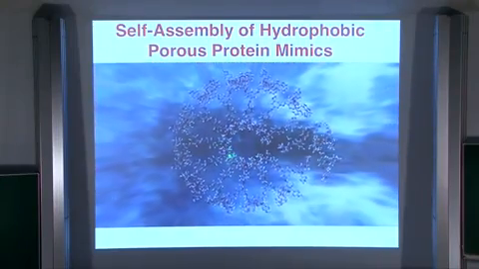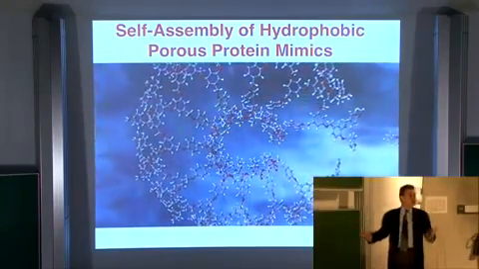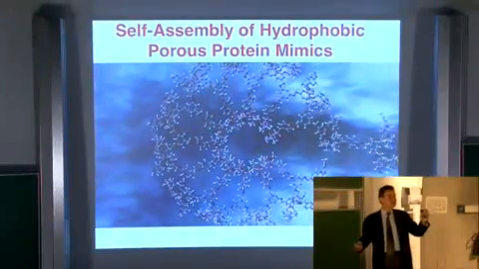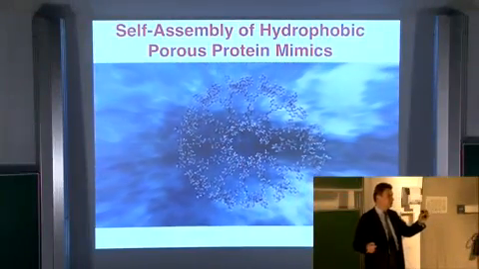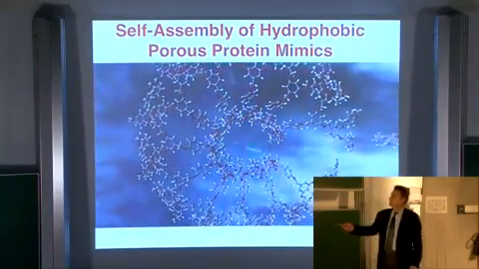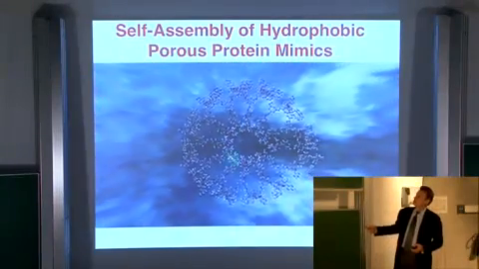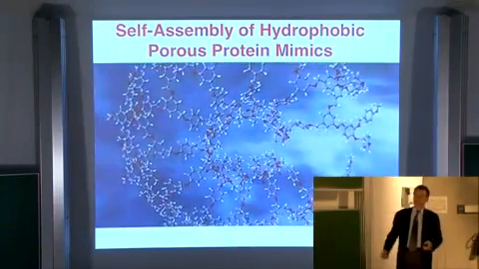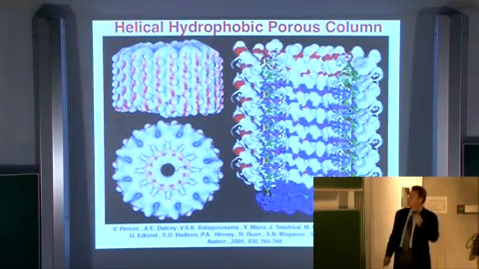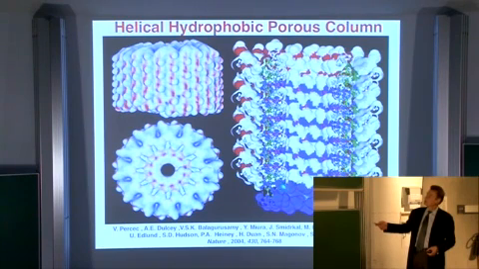If you look very quickly, you see that the empty spot is surrounded by white dots that are the hydrogens from the Boc part of the protecting group and from the methyl part of the alanine, and therefore it must be a hollow center. And the first question that we are asking is, what can you do with this? And how does it look in higher level of detail? So you see, it's a hydrophobic pore.